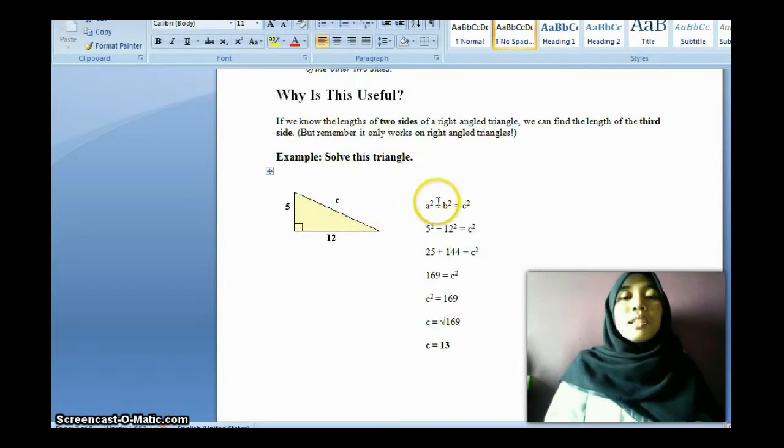So, put the formula a squared plus b squared is equal to c squared. 5 is the A, 12 is the B. So, we must find the C. So, we get c squared is equal to 169. So, the square root gives C is 13.